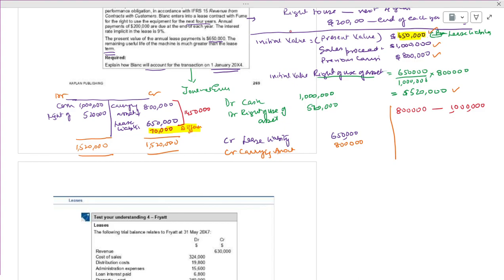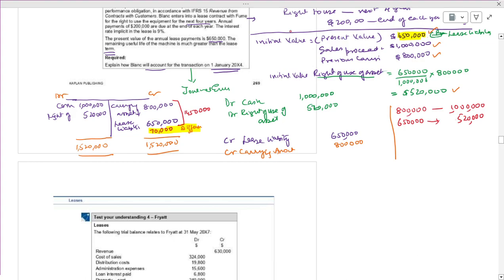You have a lease liability. How much is the lease liability? Lease liability is 650. But what happens? What is the value of the asset you are going to get? The right of use of asset is how much? Right of use of asset is 520. Fine. See, this is the carrying amount.